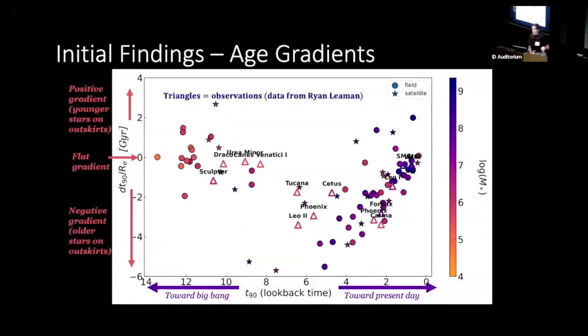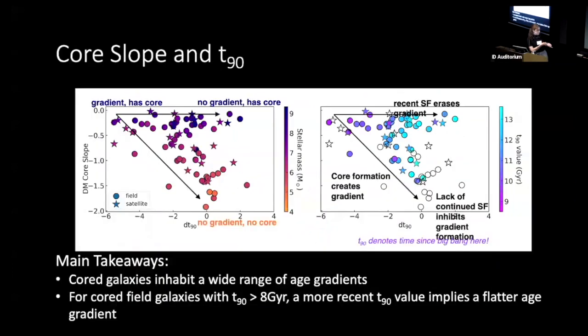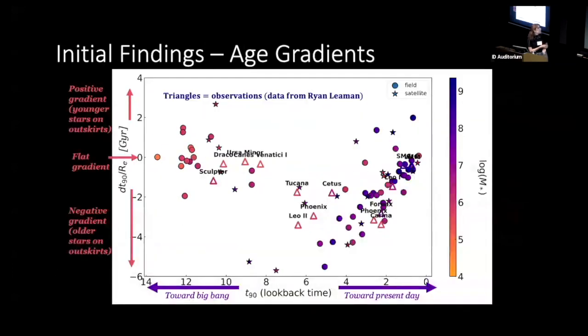And so here are the initial findings. The age gradient is on the y-axis, and basically a negative gradient implies older stars are on the outskirts, and a flat gradient means that older stars and young stars are about the same throughout. And you see this U-shaped trend with T90.